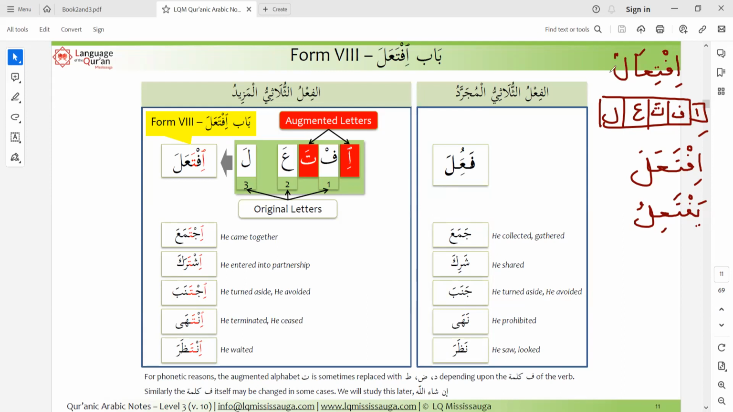Starting from jama, which is to collect, or he collected. If we put this verb jama in this bab, we get ijtama, some act of coming together. So ijtama, yajtami'u.